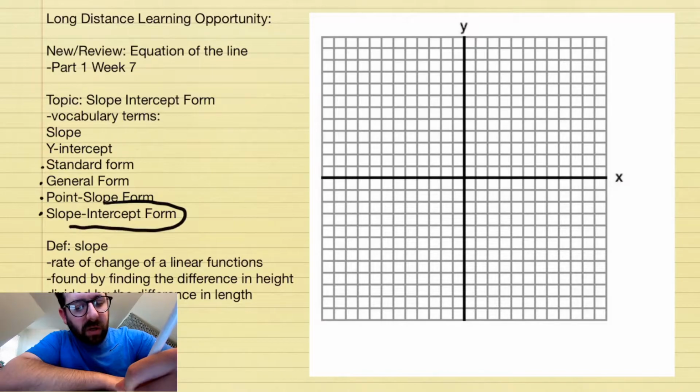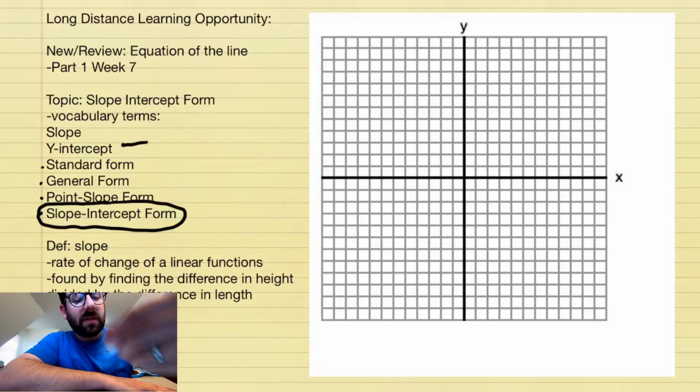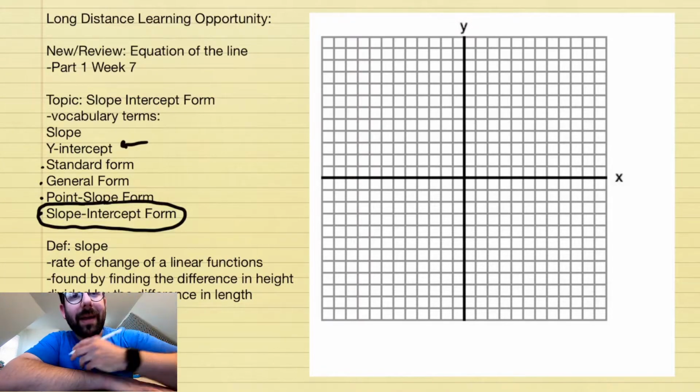The one we're going to be focused on is called Slope-Intercept Form. It's exactly what the name suggests. We're going to be looking at slope. So that's the way that the line is tilted. It's the fraction that we've been finding the last couple weeks. And then we're going to look at an intercept. An intercept is, more specifically, called a y-intercept. It is where it hits the y-axis.